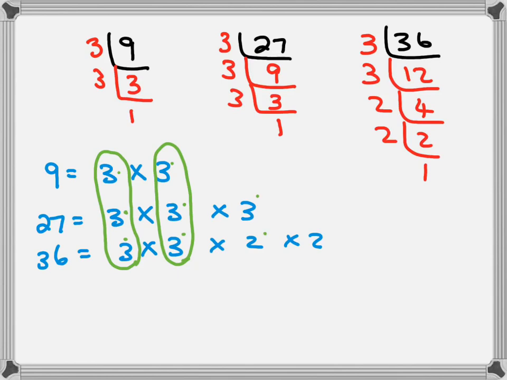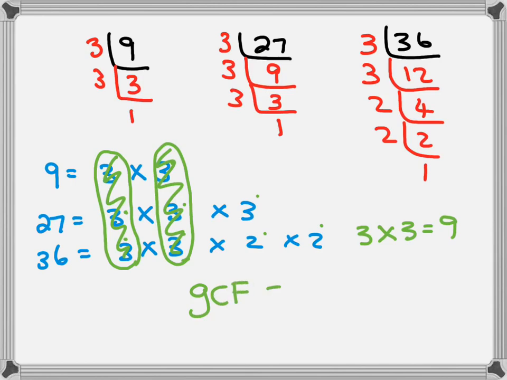That one hasn't got the other lines. Now there's that one. You only match upwards, not sideways, okay? So we're going to count this 3 once. We're going to count this 3 once. 3 times 3 equals 9. The greatest common factor of 9, 27, and 36 is 9. It's the biggest number that can go into all of them.